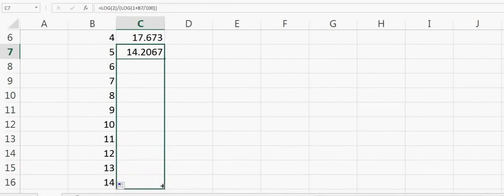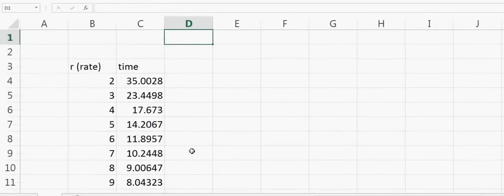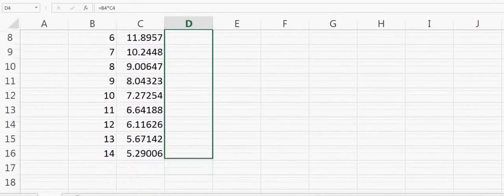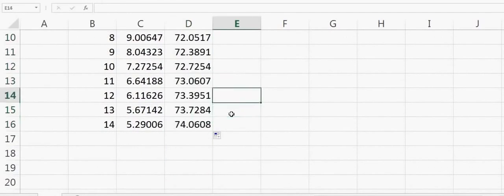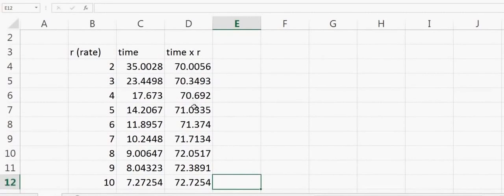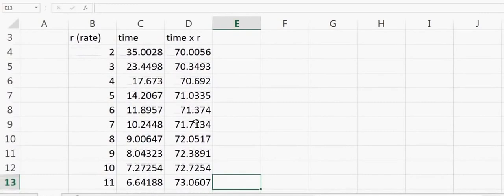So now if you look here, if you multiply time with r, that will be equal to 2 into 35, so that is 70.0056. So this is very close to 72. So if you keep doing this, you will see that all the numbers are close to 72. So 70.3, 70.6, 71.